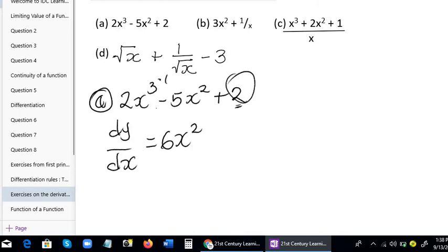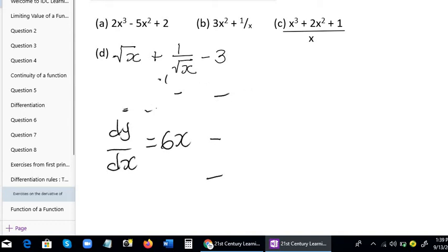Look at what I did. 3 times this coefficient, which is 2, will give me 6. Remove 1 from the power. The power is 3. 3 minus 1 is 2. Minus 2 times 5 is 10. Remove 1 from the power, we are left with 10x. This 2 is a constant because there is no variable. Whenever you differentiate any number that does not have a variable, I mean x, what you get is 0. So, here we go. We have our answer, 6x squared minus 10x. I know it's getting easier. Okay, so let's take the B part.